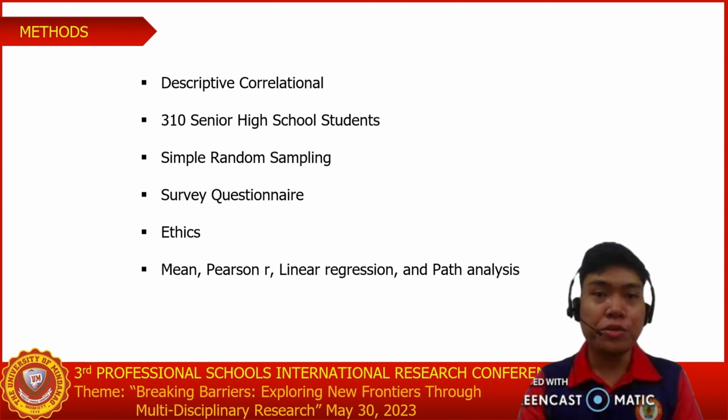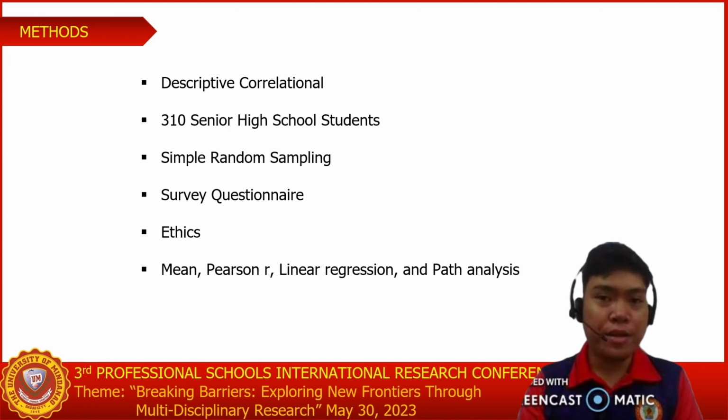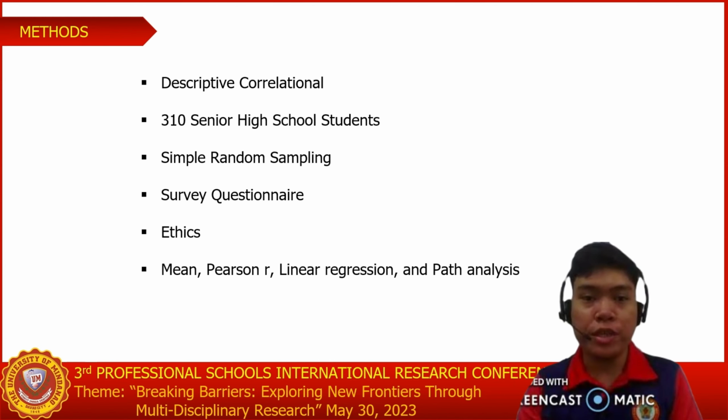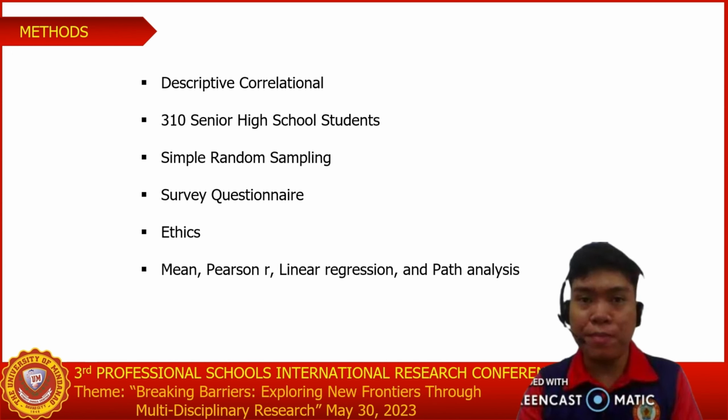This research used descriptive correlational design. Its purpose is to assess the relationship between 2 or more variables. There are 310 respondents out of a total population of 1,590 senior high school students. The researcher used Raosoft to get the total respondents. The respondents were selected using simple random sampling so that the researcher could determine who would answer the survey without bias.